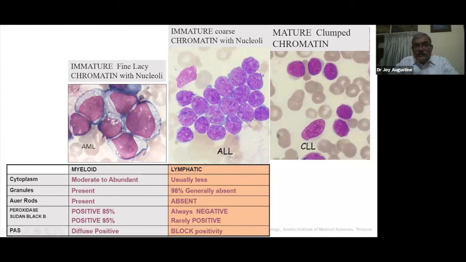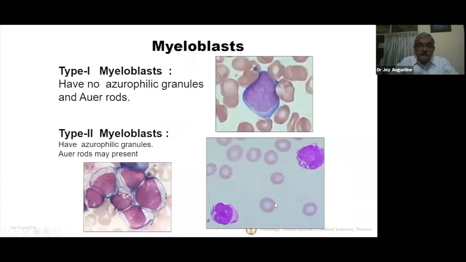And of course, you can do the cytochemical stains and you'll find that peroxidase is positive and you can actually make a diagnosis. Now, in a leukemia, there are two types of blast cells that may be seen. One is the type 1 blast with no granules at all, and the type 2 blasts which have granules. And sometimes it may even show Auer rods.